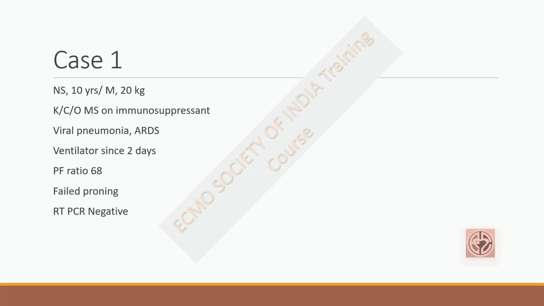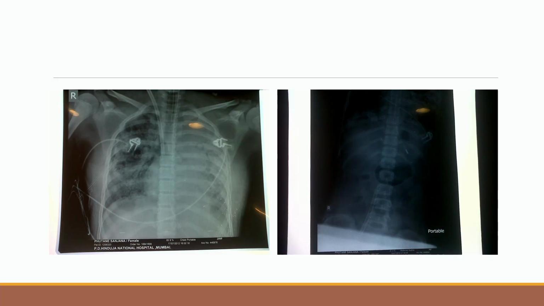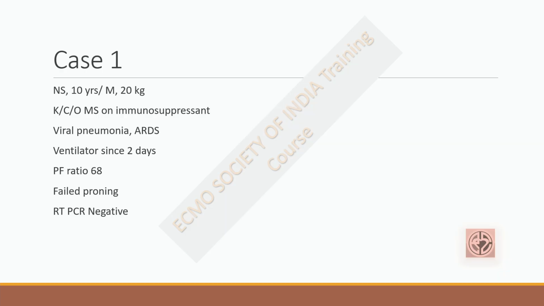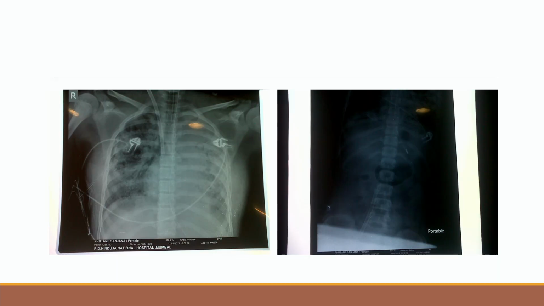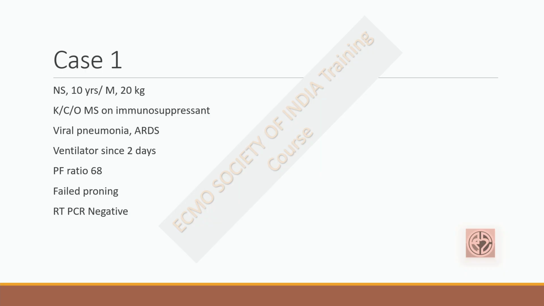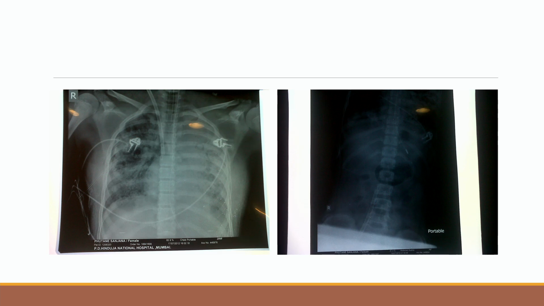A 10-year-old boy, 20 kg, known case of multiple sclerosis on immunosuppressant, developed viral pneumonia, ARDS. He was on a ventilator for 2 days, PF was 68, failed proning, and RT-PCR was done which was negative. This child was then considered for ECMO, and he was put on ECMO. Immediately after putting on ECMO, this is the X-ray you can see, with the return cannula and drainage cannula.